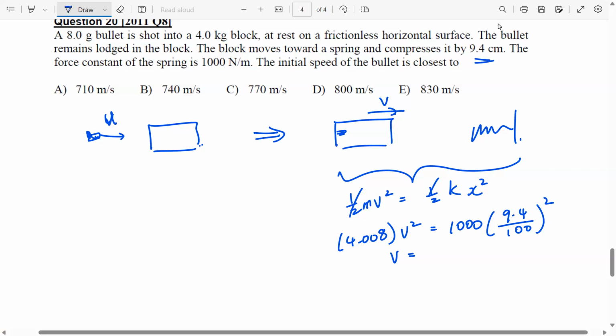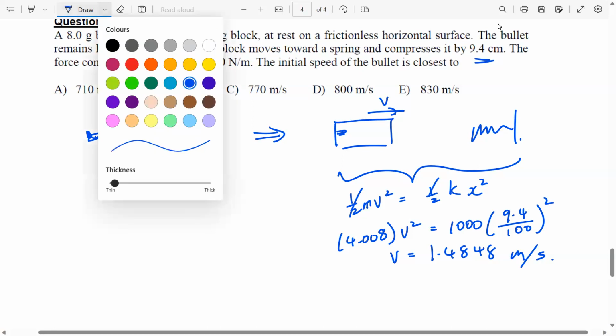So 1,000 times (9.4 divided by 100) squared, divided by 4.008, and then take the square root, and you'll get 1.484786, so 1.4848 meters per second. That is the velocity of the block and bullet system just before collision with the spring. We assume no friction, no air resistance, nothing. So this is the final velocity.